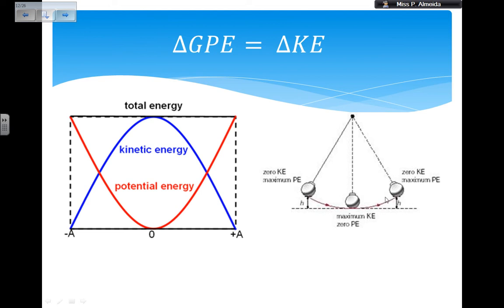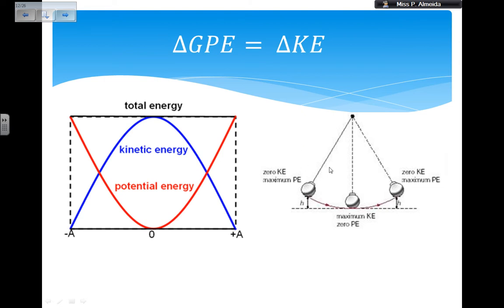As I go down to the lowest point, which is the equilibrium, I now have 0 potential energy, because I would have mass times gravity times 0, so it's 0 potential energy. However, my kinetic energy is the highest, because the point of my equilibrium is going to be the point where I have the maximum velocity, because I just dropped as much as I could and now I'm just going to go up.